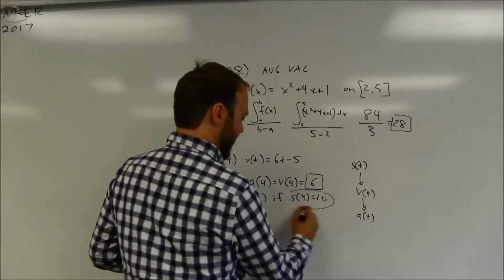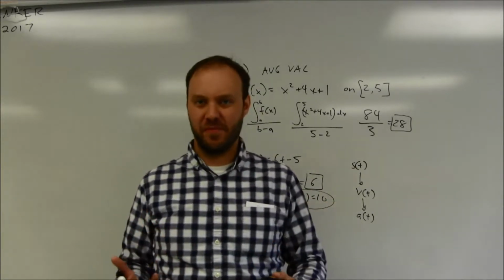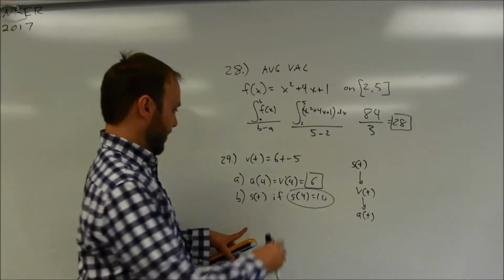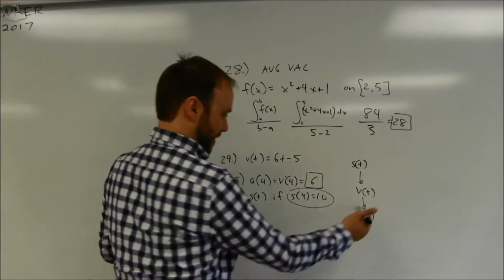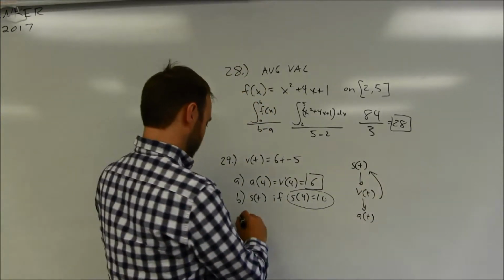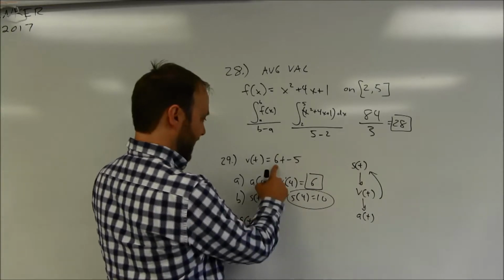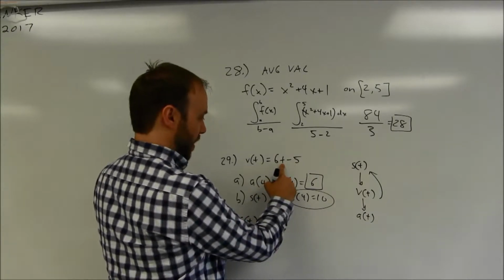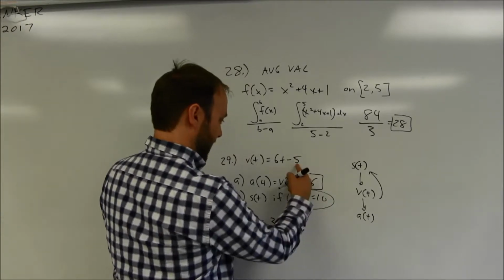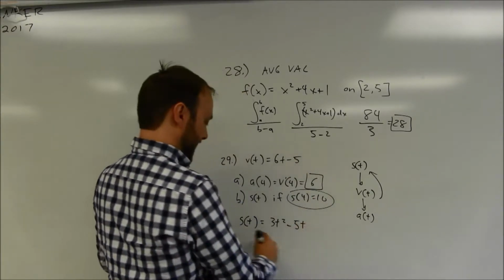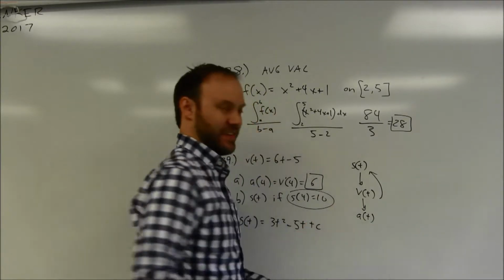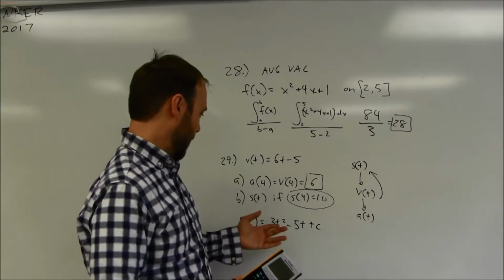Notice that they give me an initial value. That's because I'm going to have a constant when I take the antiderivative. Okay, so probably the simplest way to do this is a pretty easy function to integrate. So I'm going to go backwards here from velocity to position. So S of t is going to be the antiderivative. Raise the power by 1, divide by the new power. That's going to be 3t squared. Antiderivative of 5 is going to be 5t. Notice we're working with a t variable here. And you need a constant, that's just a c value, okay?